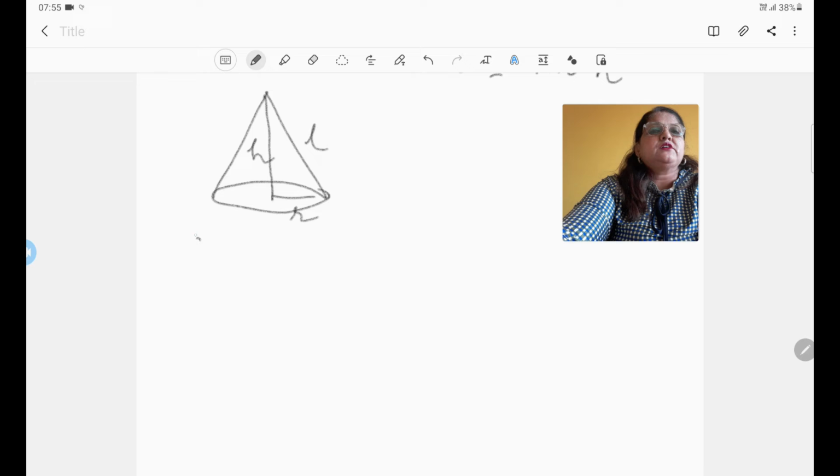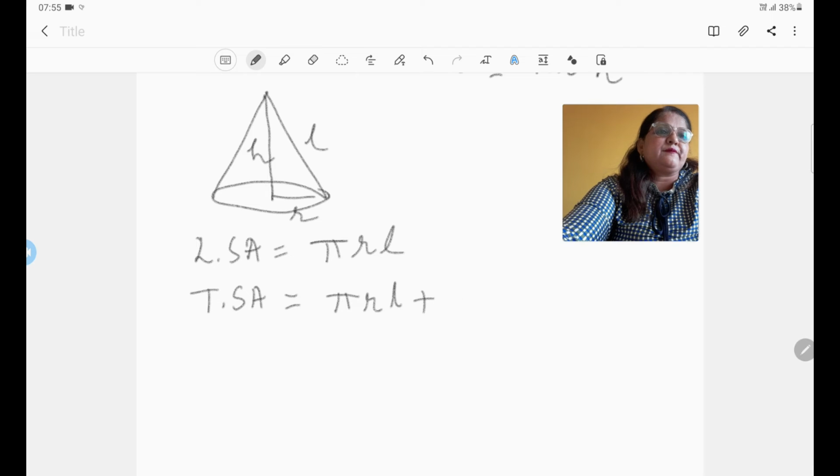So the lateral surface area of a cone is given by pi r l. Only the curved part. We don't need to find out the area of the base of the cone. But if we consider the area of the base of the cone, then the formula becomes pi r l plus pi r square. So pi r comes out common, and we get pi r (l plus r). That's the formula for total surface area of a cone.